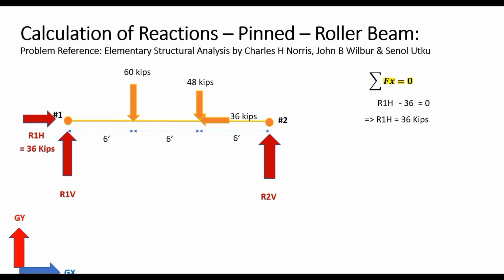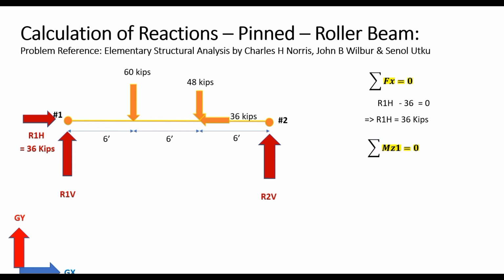If we had got a negative value for R1H, it would mean that the force would be in the opposite direction than we have assumed, but no such condition exists here. R1H has been assumed correctly, and thus we have got the reaction value as 36 kips. The next equilibrium equation that we want to apply is summation of Mz1 is equal to 0.